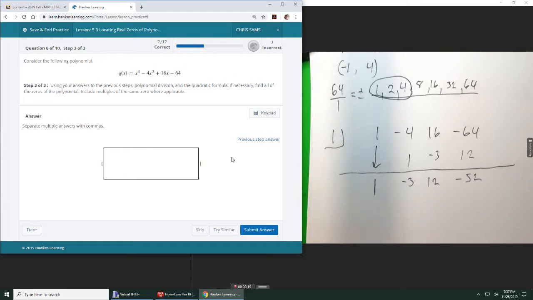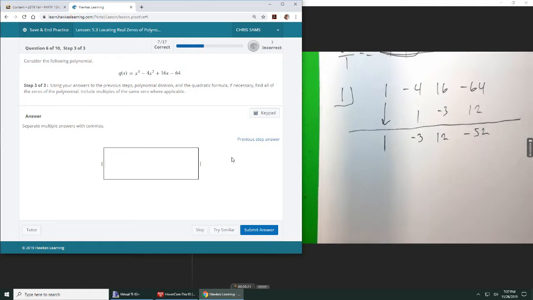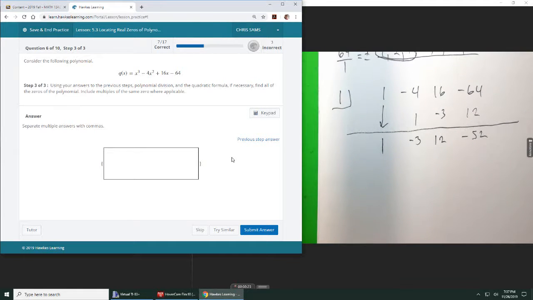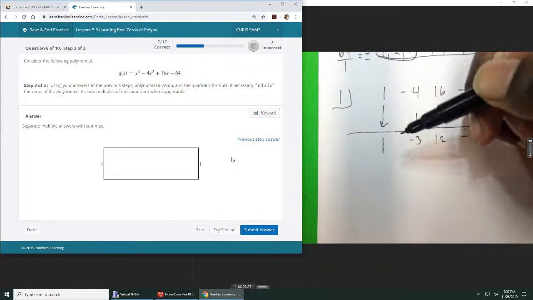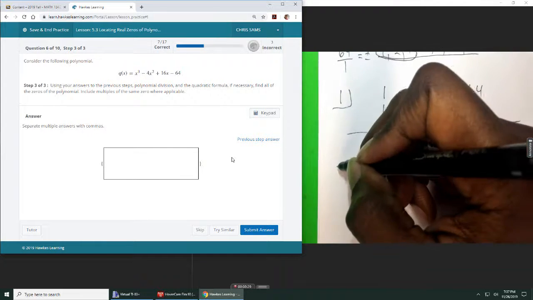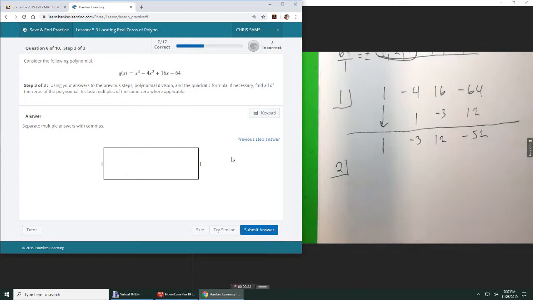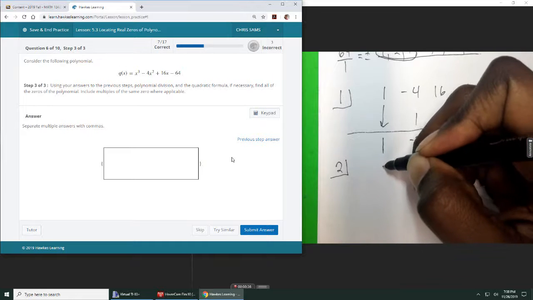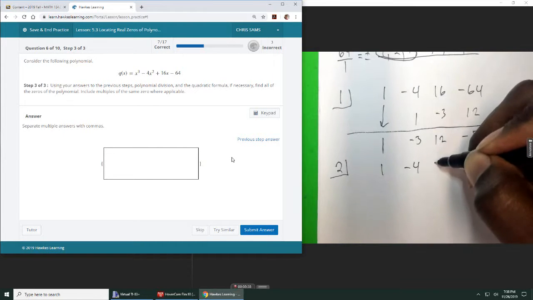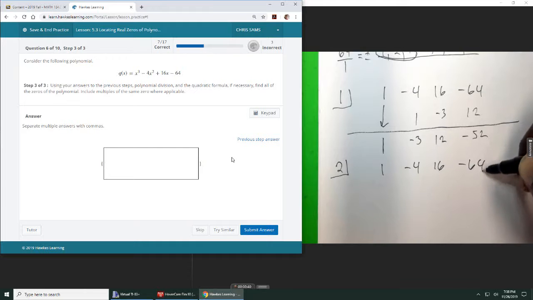All right, so 1 doesn't work. Let's try 2, which it shouldn't work either because it says either 1 or all 3. So once I know 1 doesn't work, 2 probably will not work, and we do know 4 works from the work we did earlier, finding the bounds, lower bound, upper bound. So I'm going to do 1, -4, 16, -64.